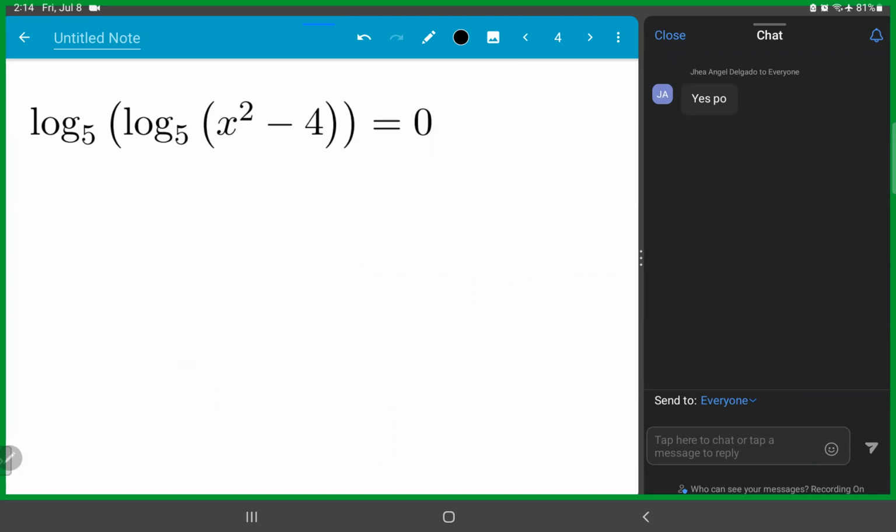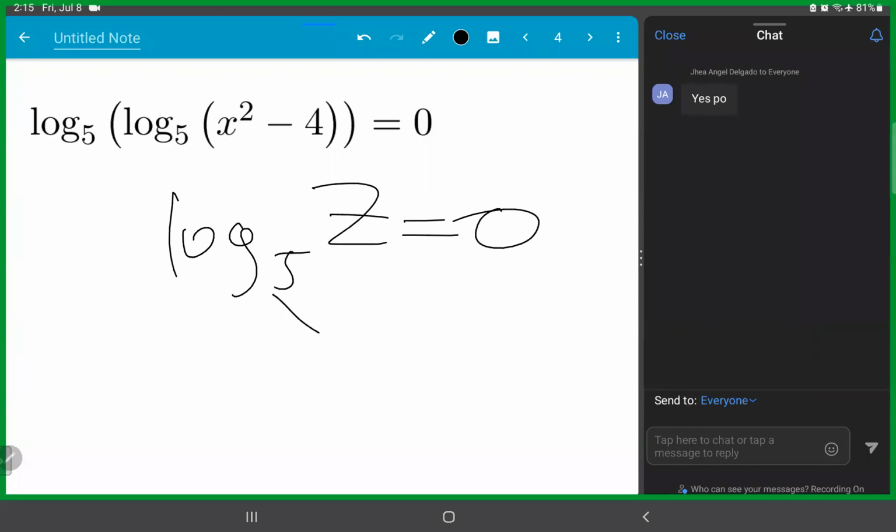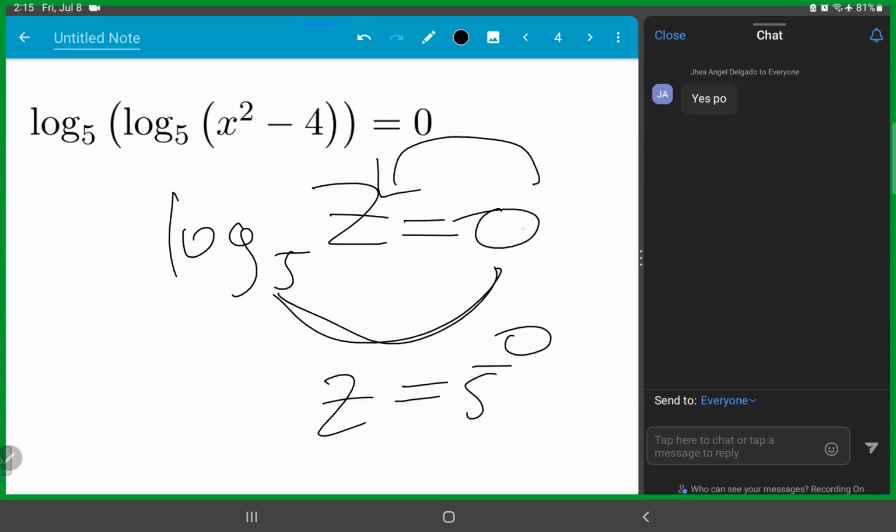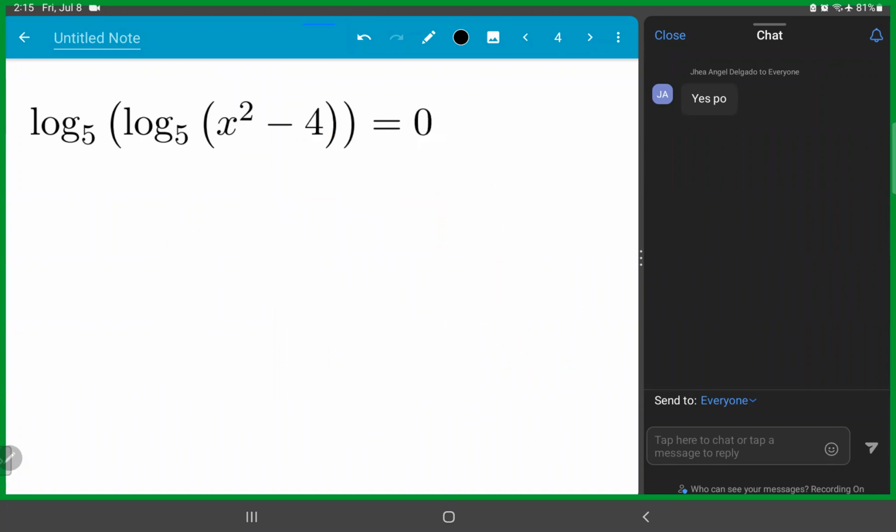So we do that here, where we just forget how lengthy or complex the expression looks. It's just like log base 5 of z equals 0. This is your z, so z equals 5 to the 0, or 5 to the 0 equals z. You can do that directly here: 5 to the 0 equals this. But I'll be writing this one first. So that will give us the following.